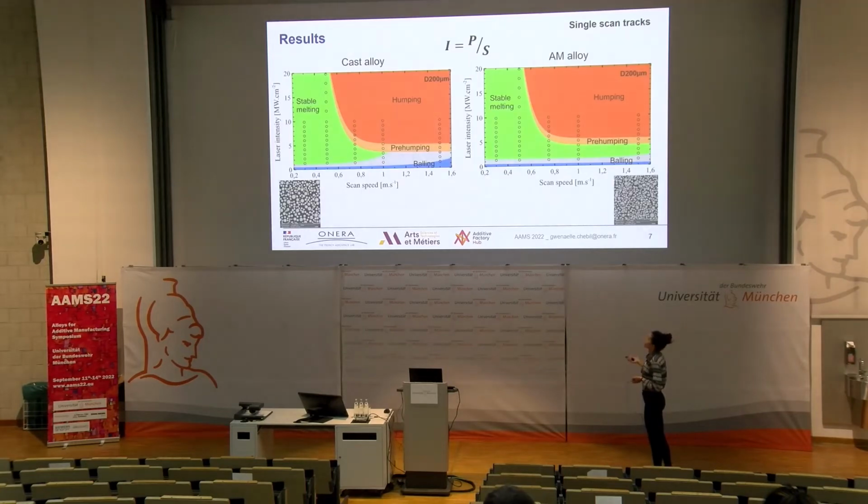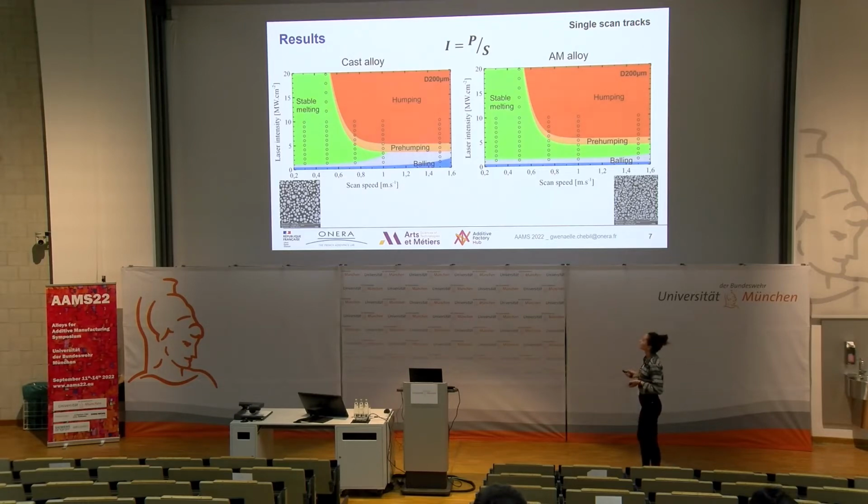So the first results I'm going to present to you are regarding single scan tracks. As you can see, we've done, for example, process maps for different aluminum alloys. Here you have an example of a process map for classic cast alloys, so aluminum-silicon. And here for an AM alloy, so an aluminum alloy designed for additive manufacturing, so basically it doesn't have all the volatile elements you can find in the cast alloy, for example.